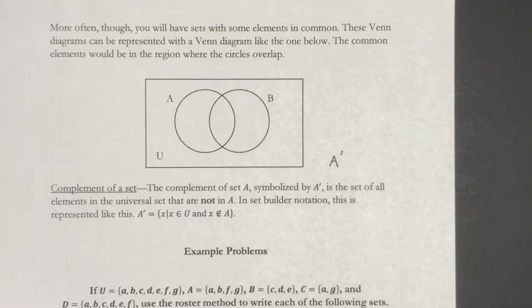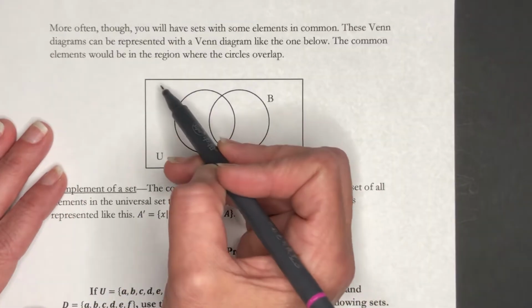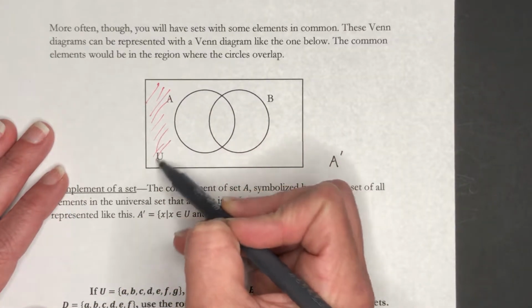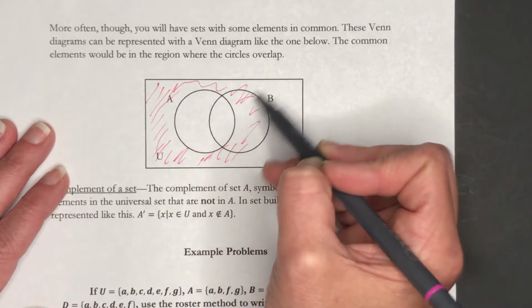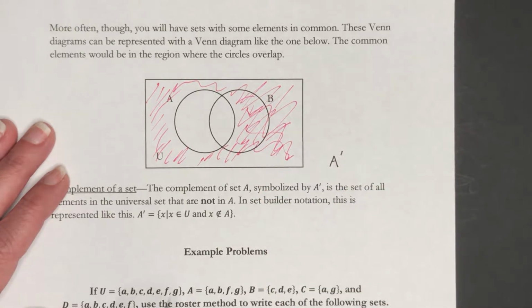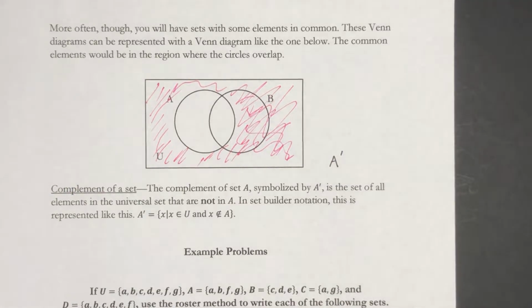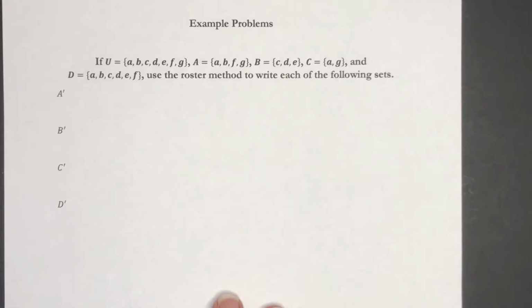So if I were just going to show that on this Venn diagram, the complement of A would be everything in here, everything here, everything like that. As long as it's not inside A, that's its complement. So it's exactly the opposite of it. Okay, so let's look at a couple problems.